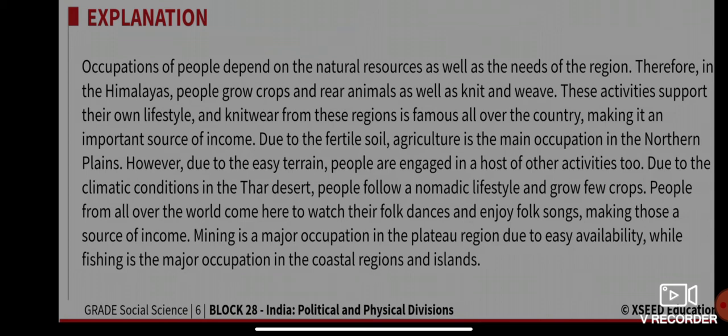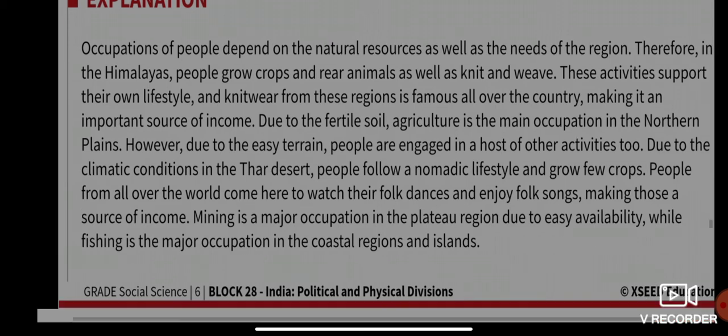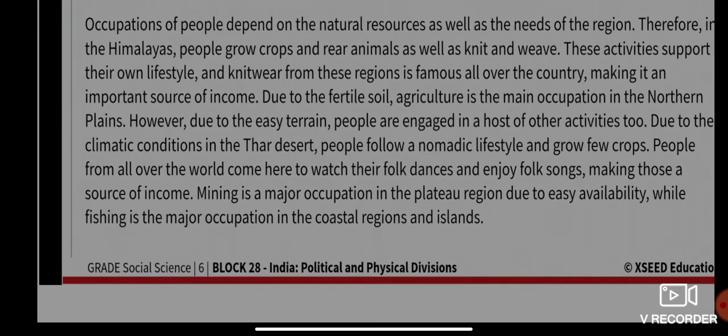People from all over the world come here to watch their folk dances and enjoy folk songs, making those a source of income for people who live in the Thar Desert. Mining is a major occupation for people who live in the plateau, due to easy availability, while fishing is the major occupation for the people who live in the coastal region and on the islands.